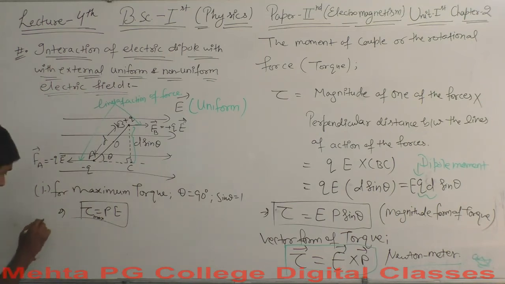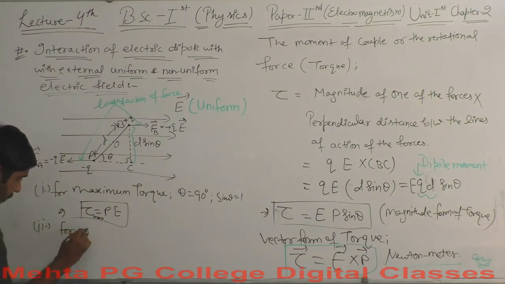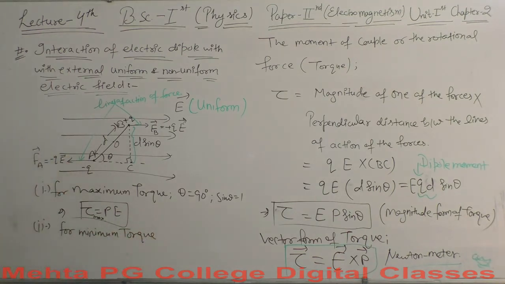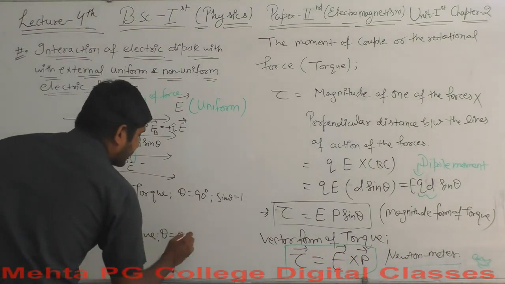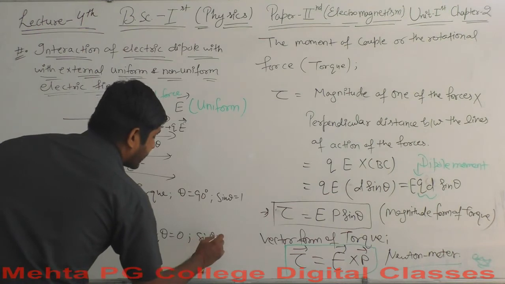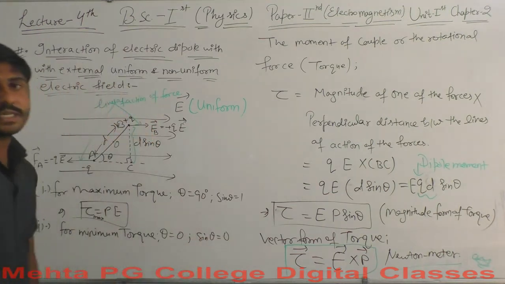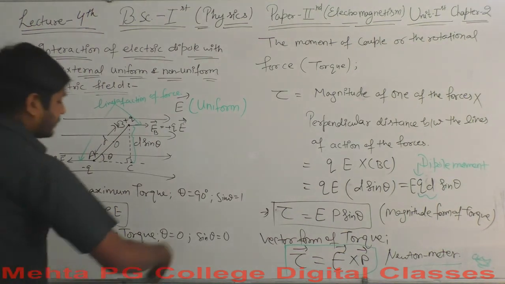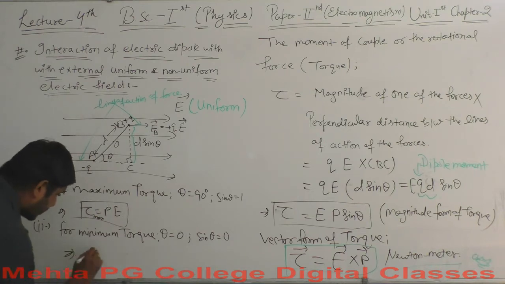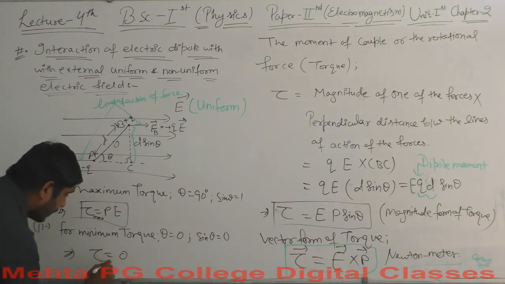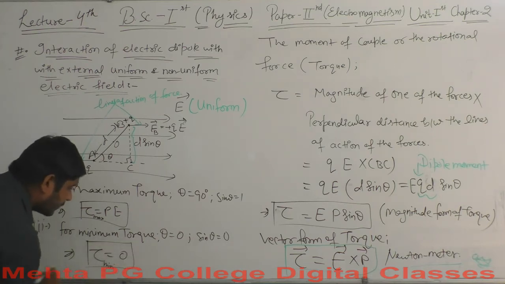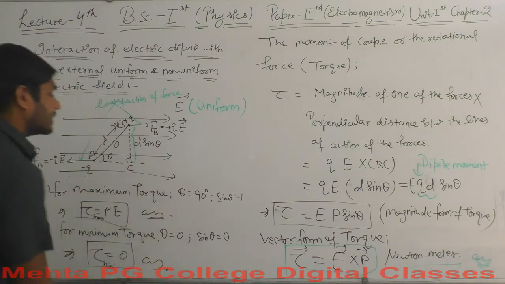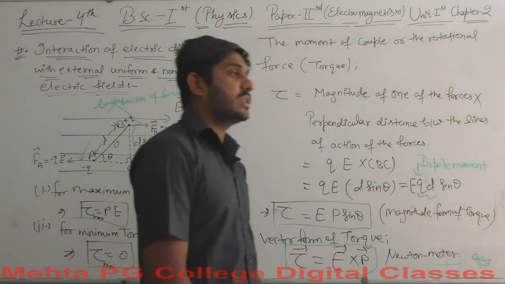For the second case, for minimum torque, theta would be 0, and then sine of theta will be equal to 0, or if we consider the negative charge, then it should be pi, but we do not need to go through that representation here. So tau will be equal to 0, which is tau minimum here. Okay, so we got these two values, and if you have these two answers, then your answer is complete, and this is what you are subjected to calculate yourself.